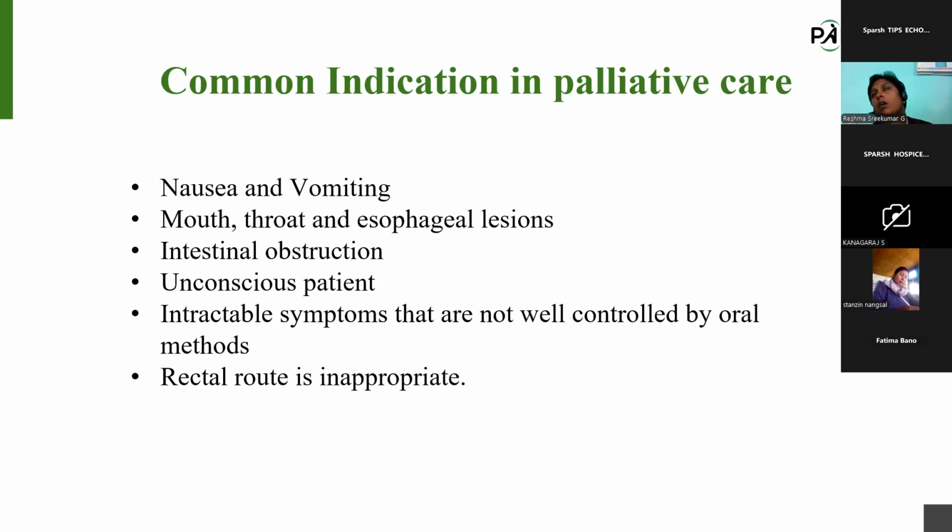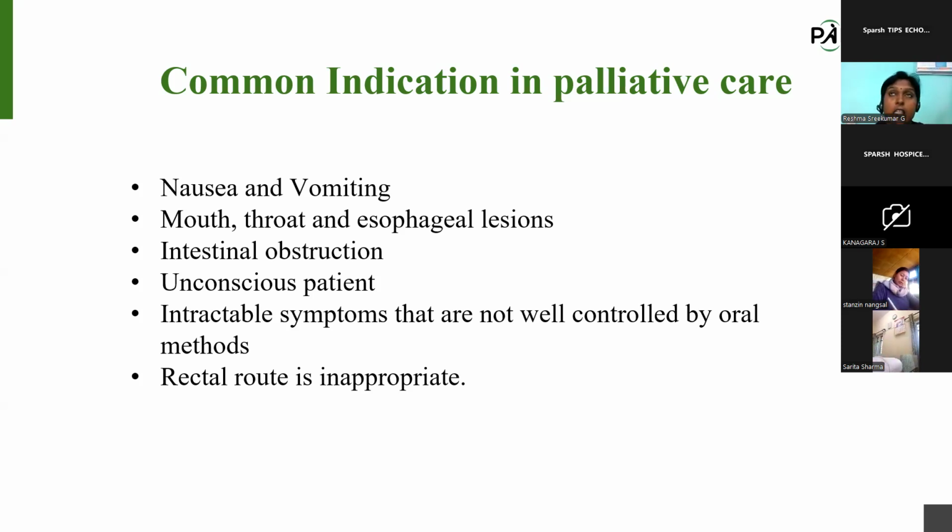So that is a main indication in palliative care. If the patient is on opioid and due to nausea and vomiting they can't take that orally, we can prefer subcutaneous infusion for that patient. And another one is mouth, throat, and esophageal lesions. We know most of the head and neck cancer patients may experience fungating wounds. There is a difficulty of RT insertion. So at that time, if the patient has a large ulcer, we can choose subcutaneous infusion.